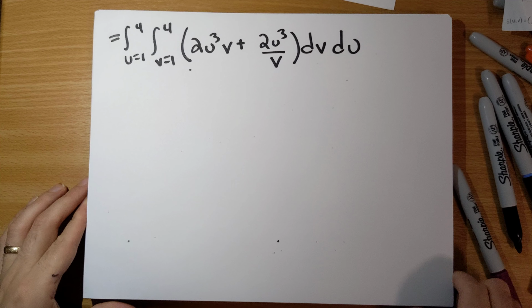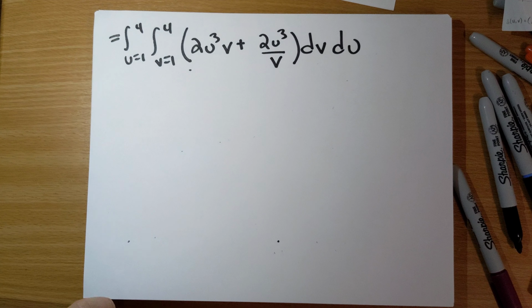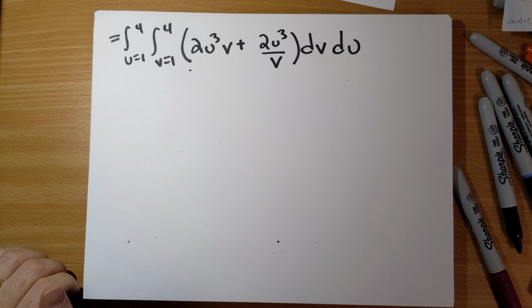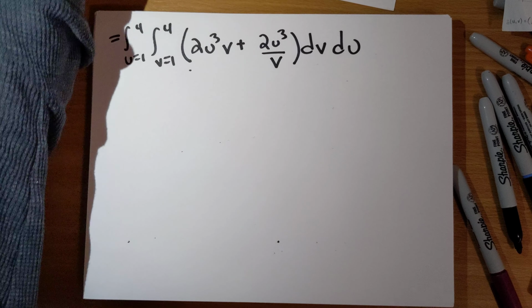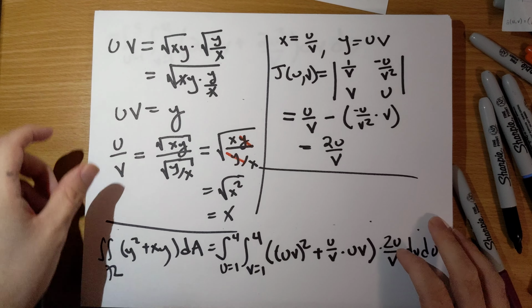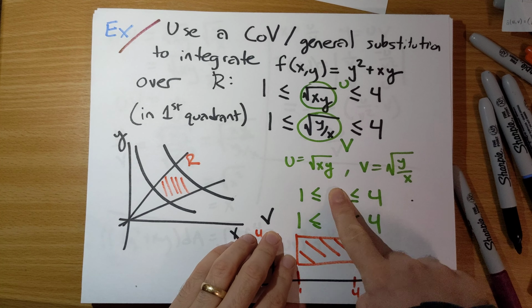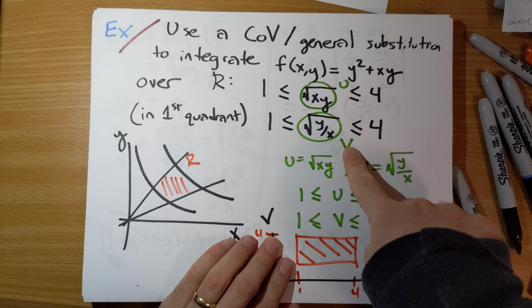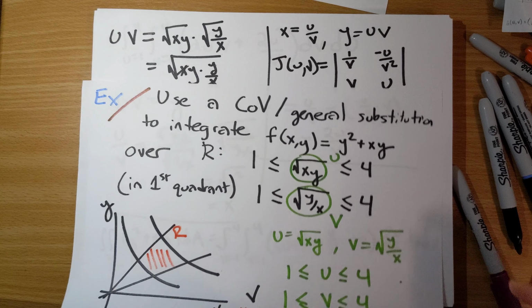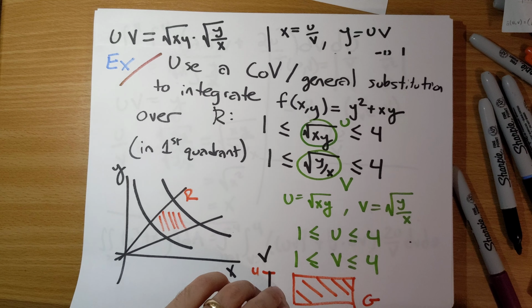Okay, so this is where we're at. I'm going to stop working this out here. It's relatively straightforward integration at this point. The interesting part is coming up with the appropriate change of variables, identifying what u and v are, and going from that to figure out what x and y are in terms of u and v.